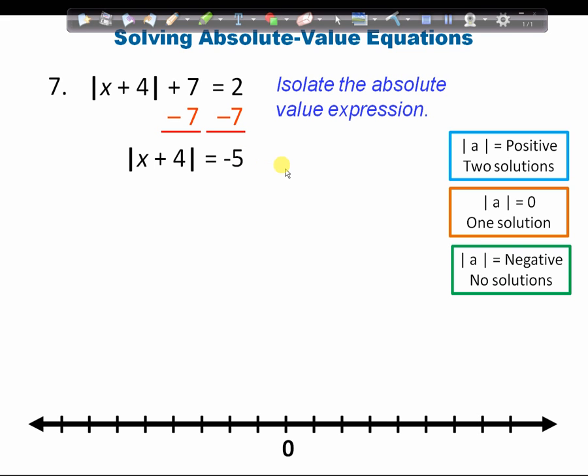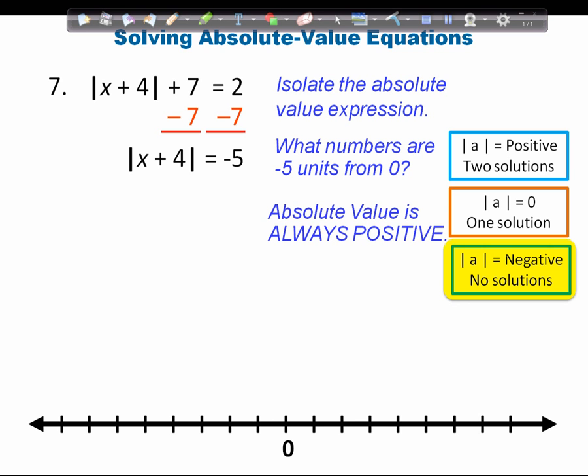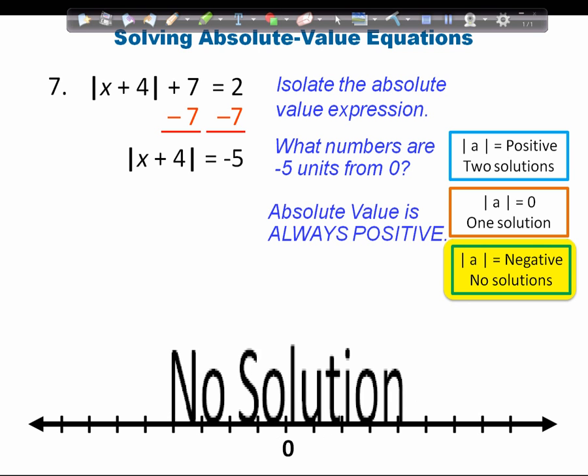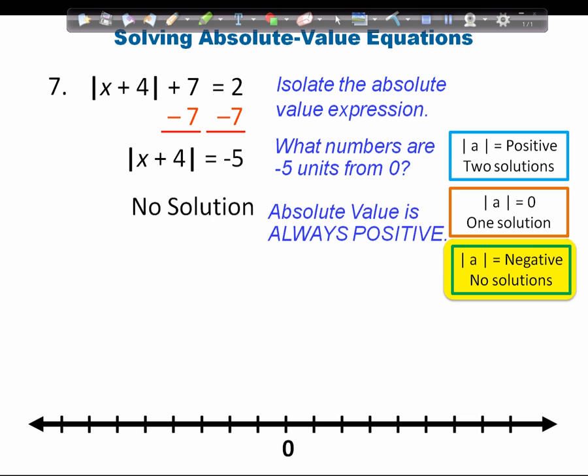Now that the absolute value bars are by themselves, we can look to see what they equal, and here they equal a negative number. So if the absolute value equals a negative number, we have no solution. But again, I have to make sure to get those absolute value bars by themselves before I know that it's a no solution answer.